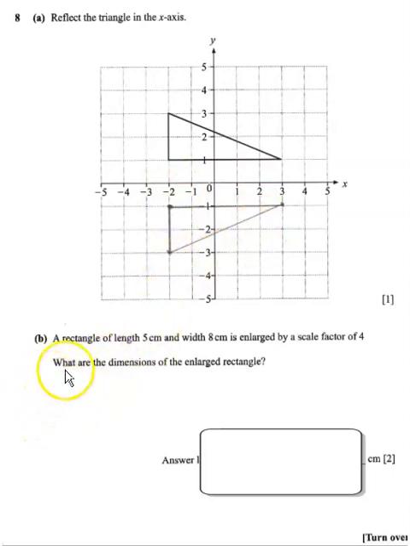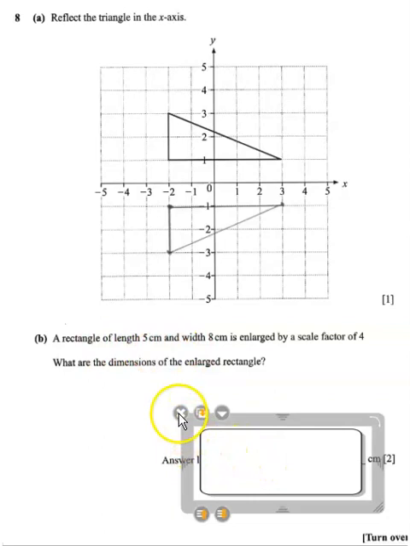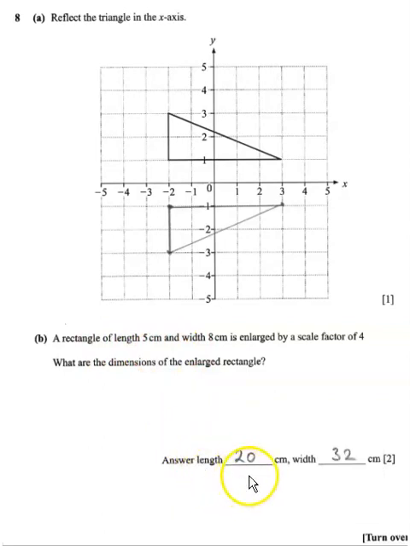So for question B, it says a rectangle of length 5 centimeters and width 8 centimeters is enlarged by a scale factor of 4. So for a scale factor of 4, you're just timesing everything by 4. What are the dimensions of the larger shape? So we take the length of 5 centimeters and we multiply that by 4. So 5 times 4 is 20, and 8 centimeters we multiply by 4, which is 32.